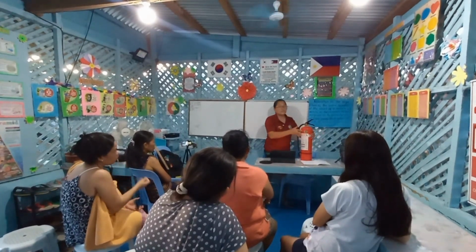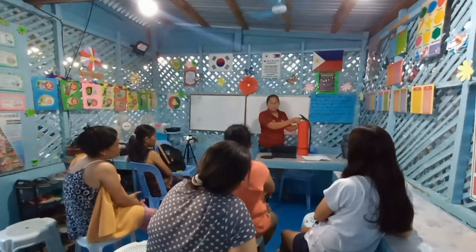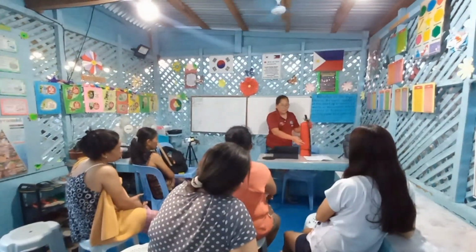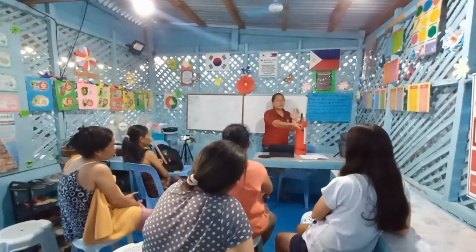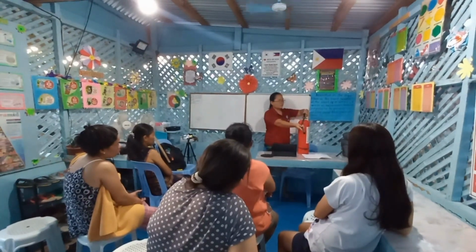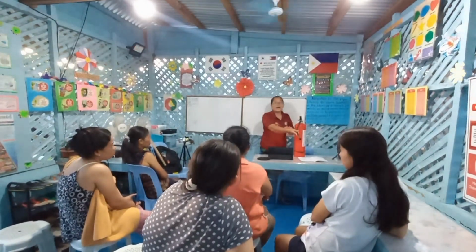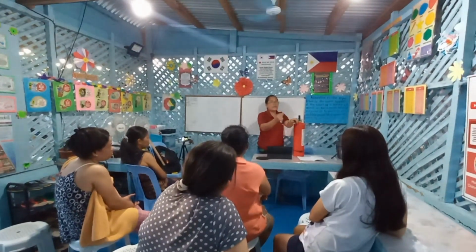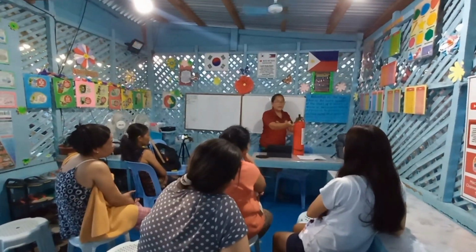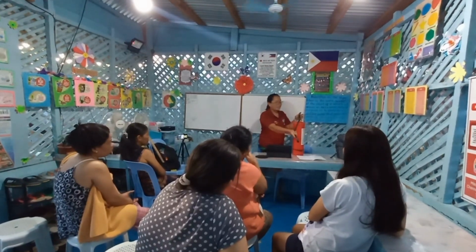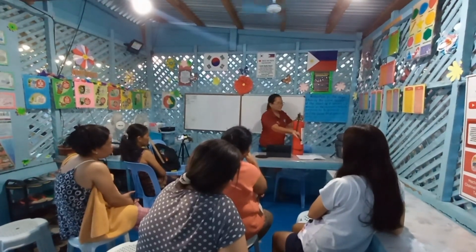Then all we have to do is consider the PASS. Meaning to say, the first one is the pin. You pull out the pin. Then the A, which is the base, so here you aim at the source of the fire. Then also here, squeeze the handle. It will automatically come out, white. Then consider that you are not against the wind, because it might blow back at you. So you really must aim at the base of the fire. Remember PASS: pin, aim the base, and squeeze the handle.